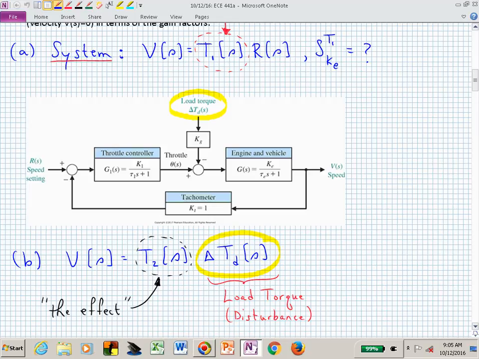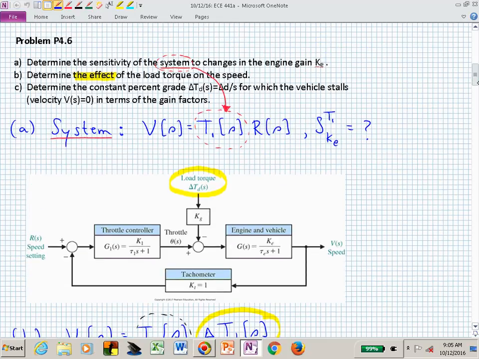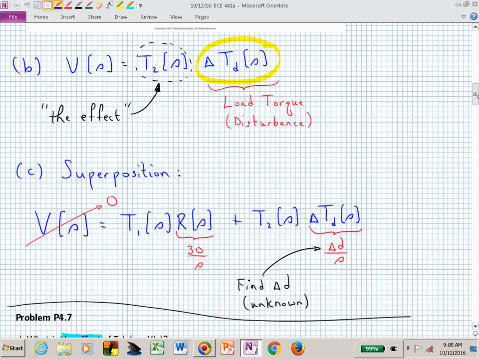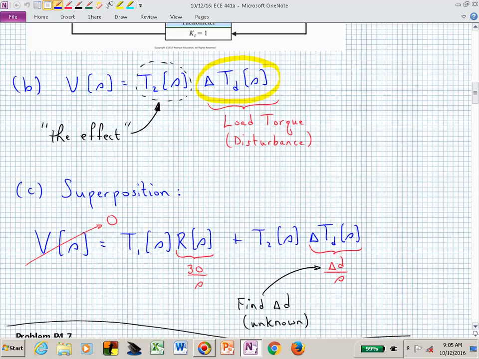Part B, all you're doing is finding a transfer function. You're finding the effect. Part C is now, this is a speed control device, and you now are trying to find at what load torque will you actually stall, if you start going up in that load torque? That's part number C.